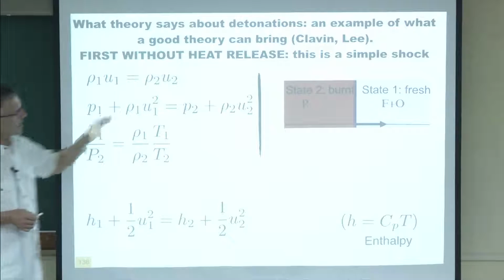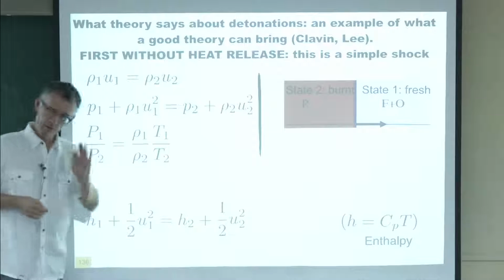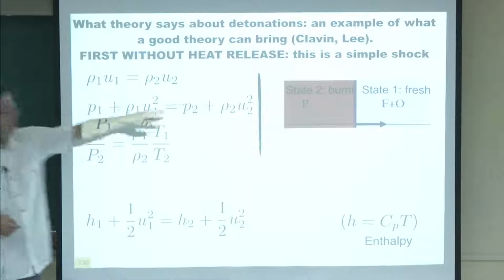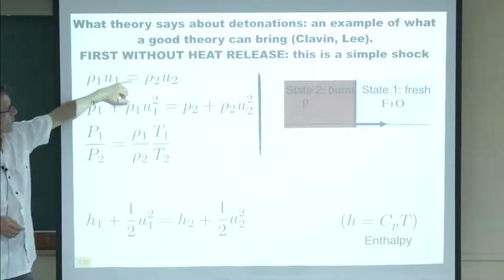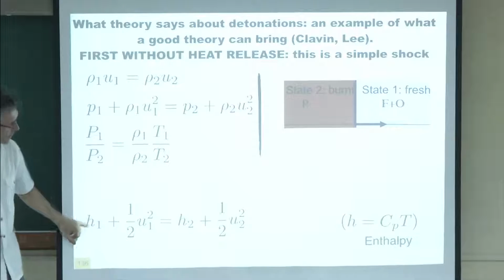So let me go back. I'm backing up. My experience with students is that you have to repeat things many times. So I'm going to repeat what I've said, except I'm going to do it more slowly now. So I just said, I take these two states, I write conservation of mass, momentum, state equation, and enthalpy. Here, H is equal to CpT.